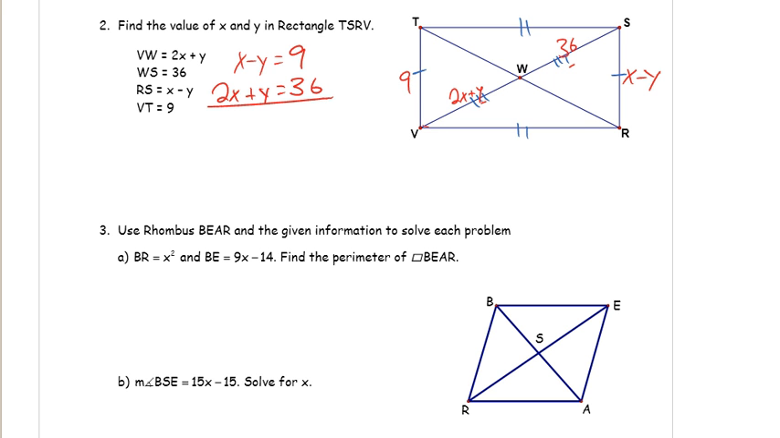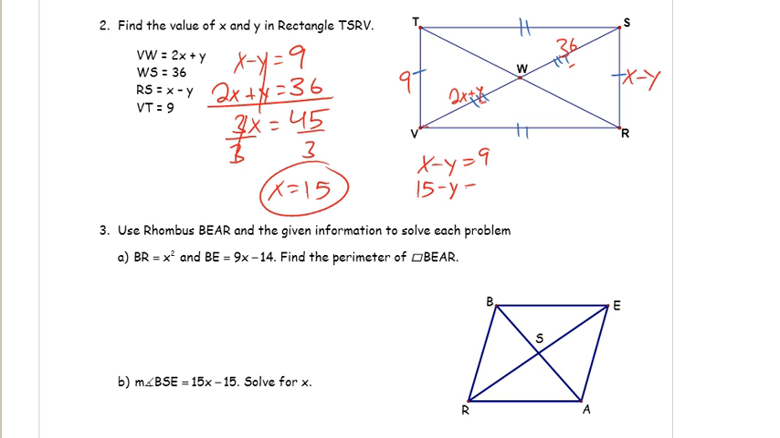Again, recognizing the system from the beginning makes it a little bit easier. That cancels. That works out very nicely. 3x equals 45. So x is going to be 15. X minus y equals 9, so we have 15 minus y equals 9. So y is going to be 6. So there would be x and y. A little system. Again, just making sure you know all your properties in here.